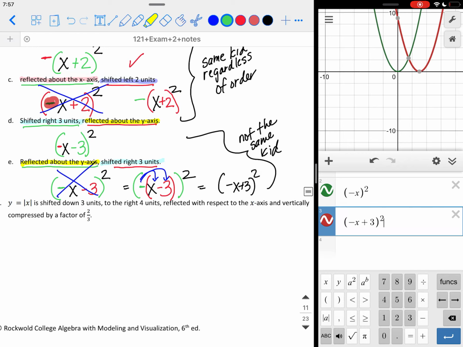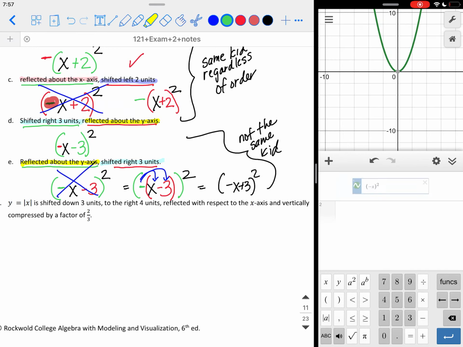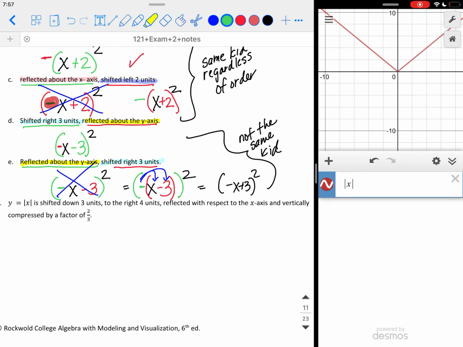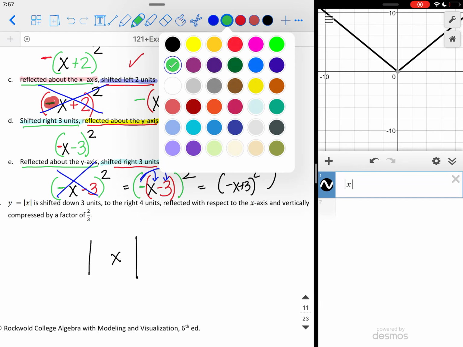So in this one, y is equal to the absolute value of x. So the absolute value of x, hopefully we know now, is a v. There it is. And I'm going to put it in black. So here it says you're going to shift it down 3 units. So we always start with the parent. So this is the parent. So I'm going to leave some spaces here. That's the parent. And we're going to shift it down 3 units. Okay. So down 3 units.